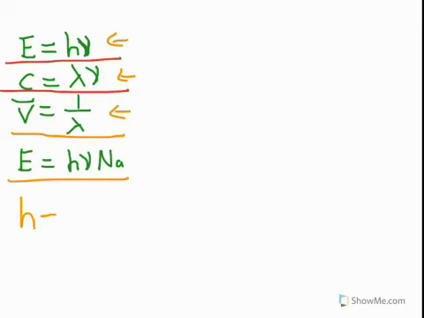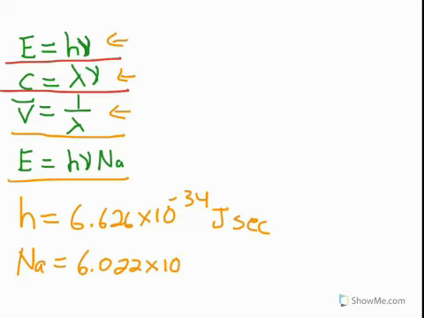H is going to be given on the exams at 6.626 times 10 to the -34 joule seconds. Avogadro's number, which you should know, is 6.022 times 10 to the 23rd per mole. So there's more information you need to write all this down. I'm going to erase some of it, but I'm going to leave the equations on this. We're going to need these right here.